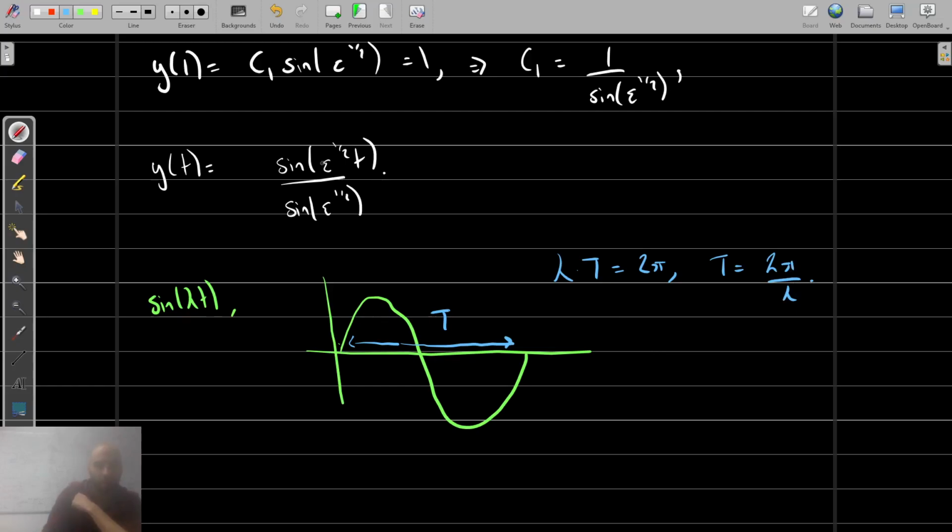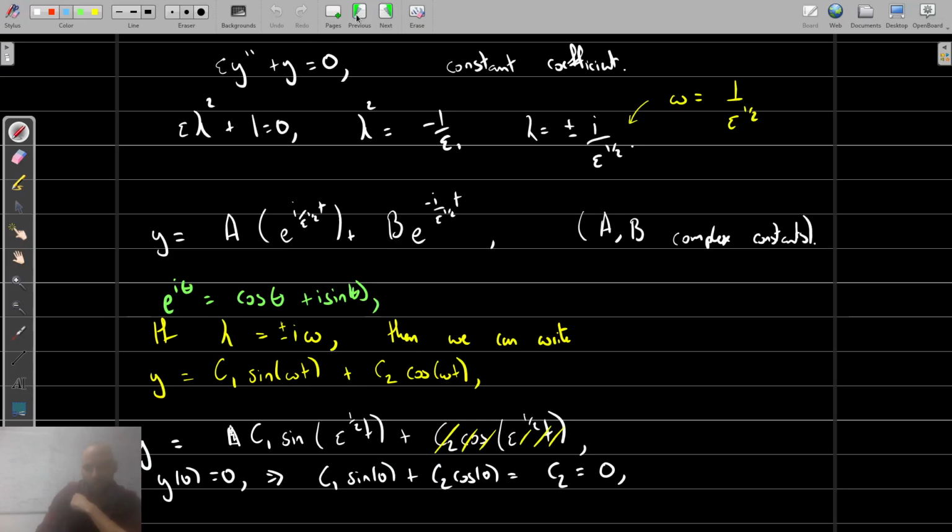So in our case, this is my lambda, this epsilon to the half. So the period of this is going to be T equals 2 pi over, sorry, this should be a minus a half there, I think. Just give me a second to have a look and double check I'm not bluffing myself. Yeah, it should be minus a half, right? Because it's over epsilon there.